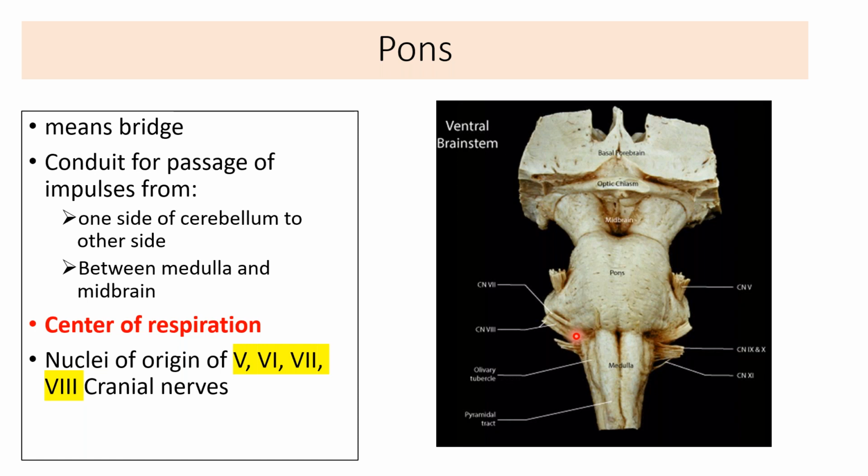Then the 6th, 7th, and 8th were coming out from the pontomedullary junction. The cranial nerves were emerging out there, but their nuclei are present inside, in the interior aspect of the pons.